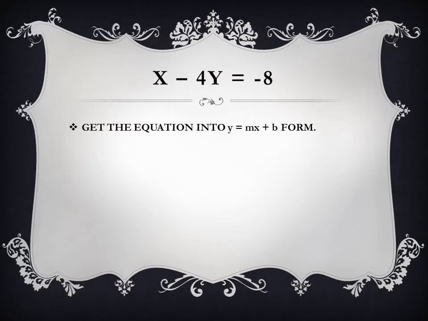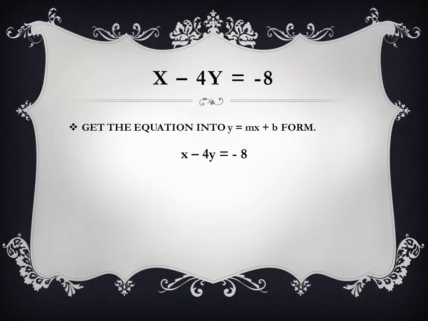Our last example is x minus 4y equals -8. First, we need to get the equation into y equals mx plus b form. So we begin with our original equation, x minus 4y equals -8.